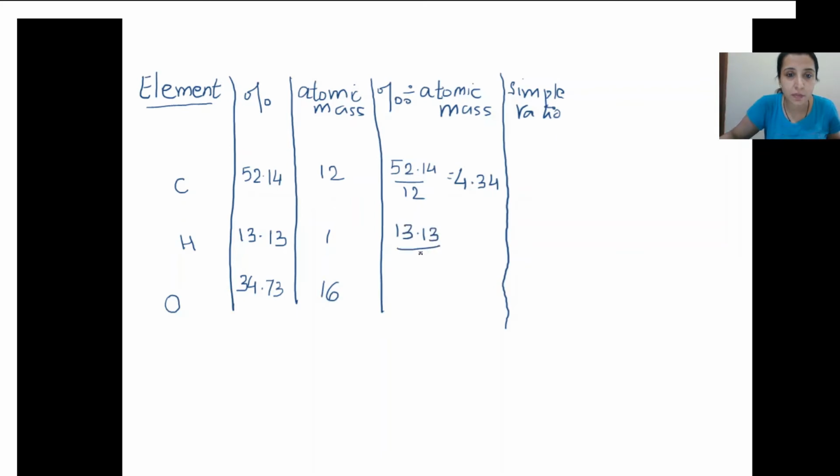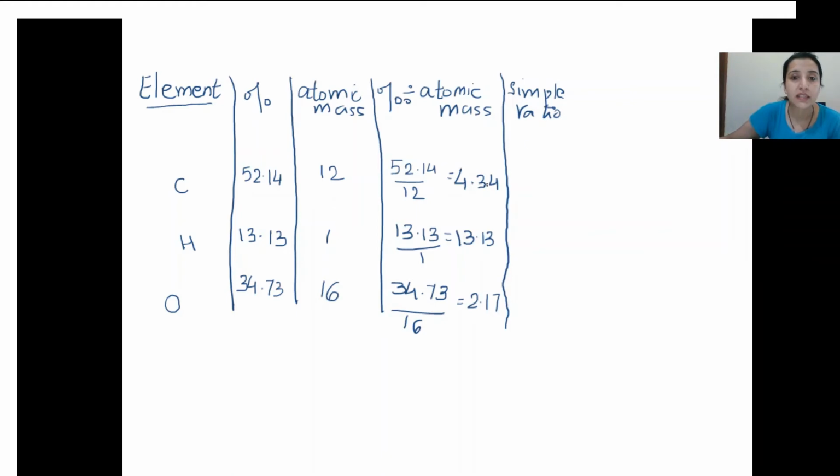Now if I divide 13.13 by the atomic mass of hydrogen, 1, it is 13.13. Then 34.73 divided by 16. I think it will be 2 point something, but let's do it accurately. 34.73 divided by 16 comes out to be 2.17. Now most of our task is over.